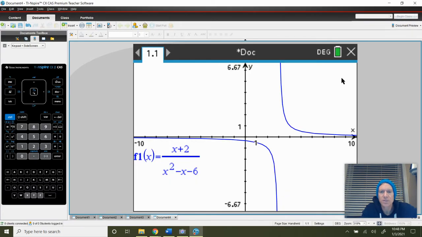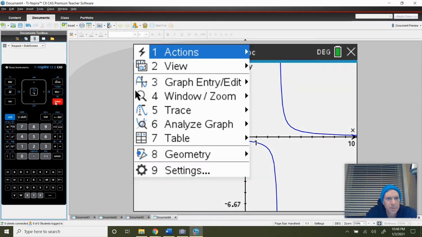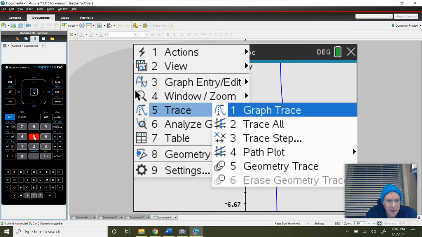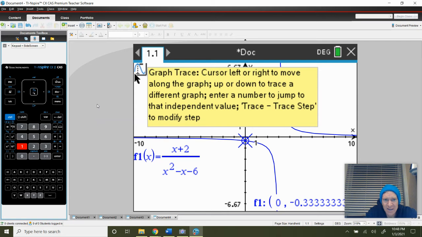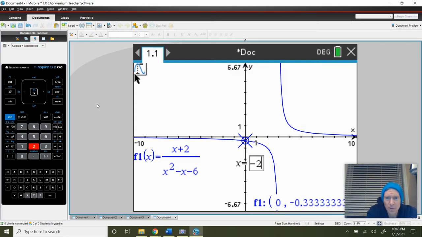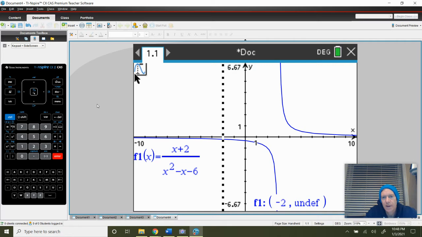Okay, so let's look. Before we use the trace function, when x is negative 2, it does look like our y value is a little bit negative. Not quite negative 1, not even negative 1/2, but a little bit negative. Let's go to graph trace: menu, 5 for trace, and 1 for graph trace. Now we're in trace mode, so we can type in any value we want. Let's type in negative 2, hit enter. Okay, this is odd. When x is negative 2, our function's undefined. It doesn't look undefined. It looked like there's a value there.